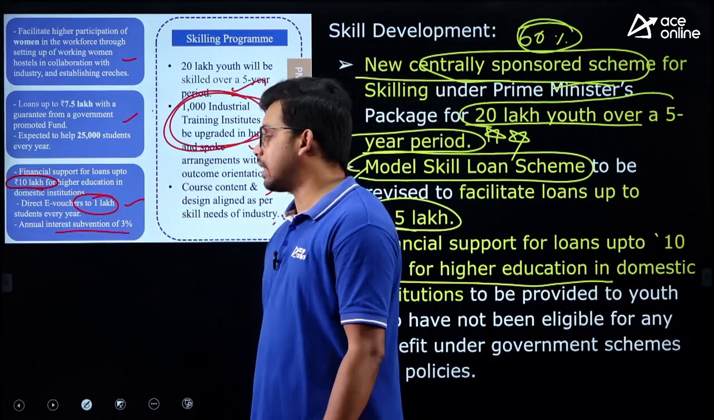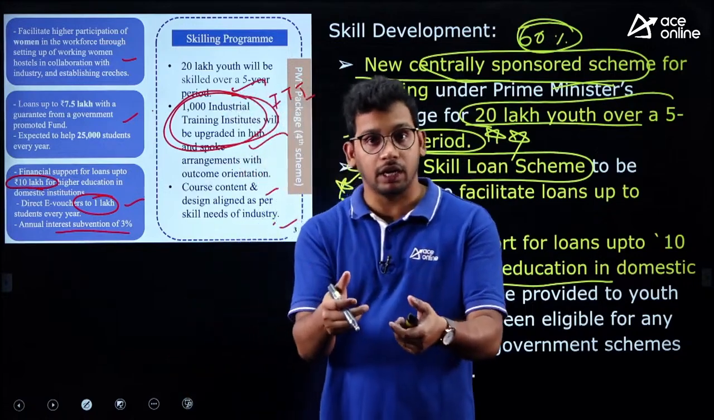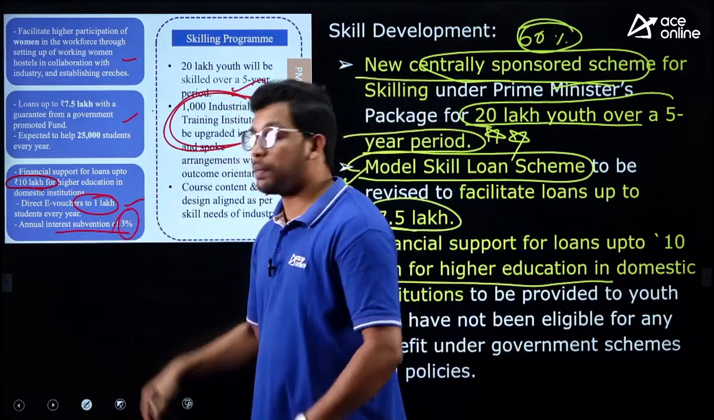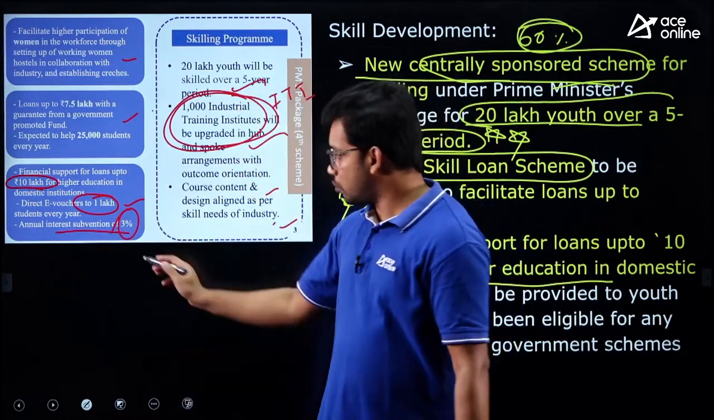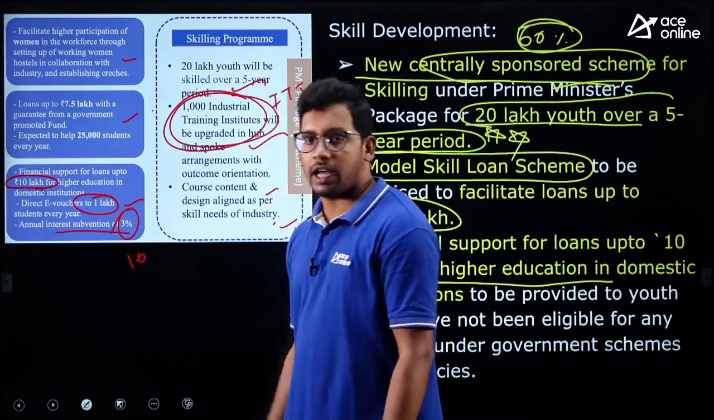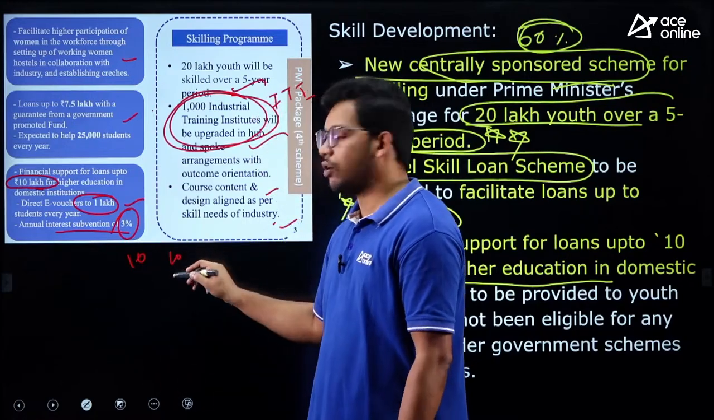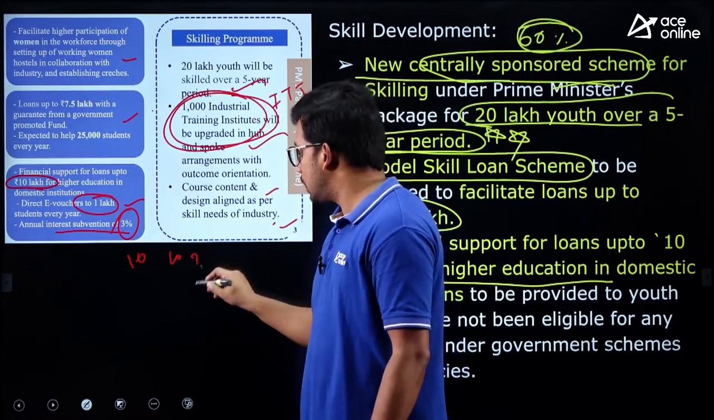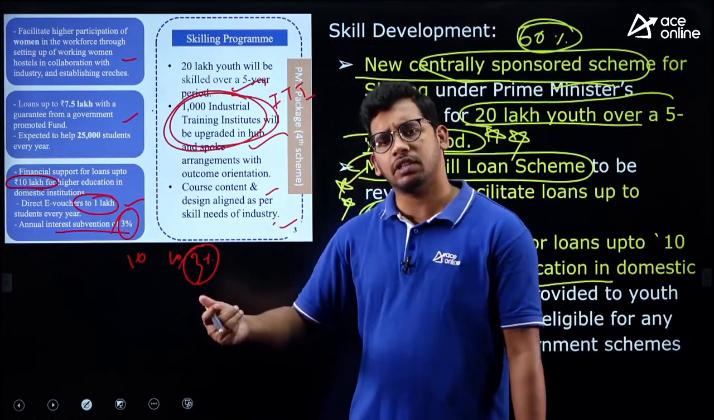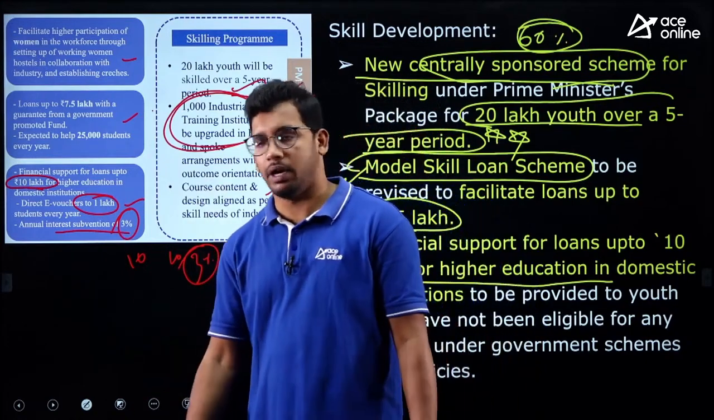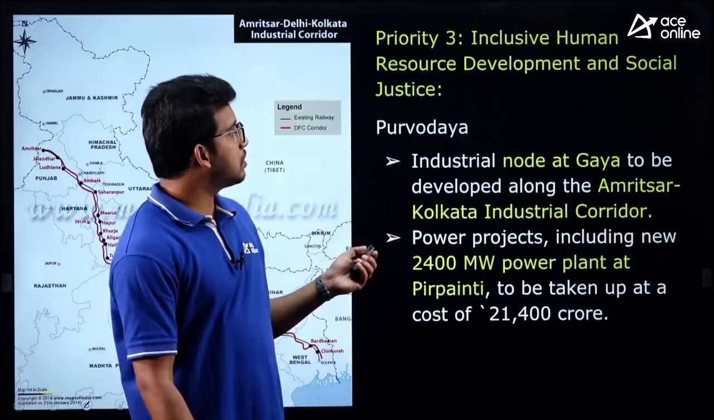So, annual interest subvention: whatever loans you take for higher education, the government itself sponsors 3%. Say you take a 10 lakh loan at 10% or 8% education loan, 3% will be paid by the government, and the rest you can pay after your employment. So these are the second priority.